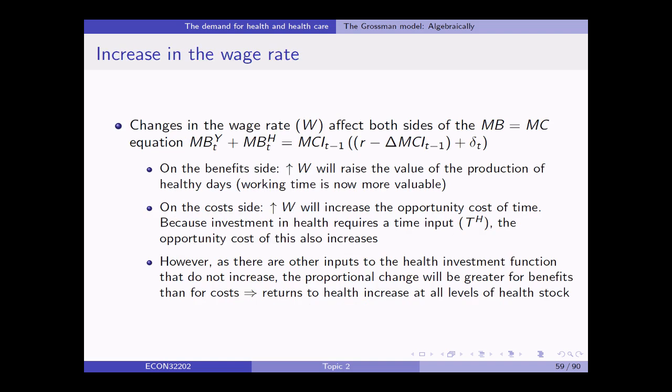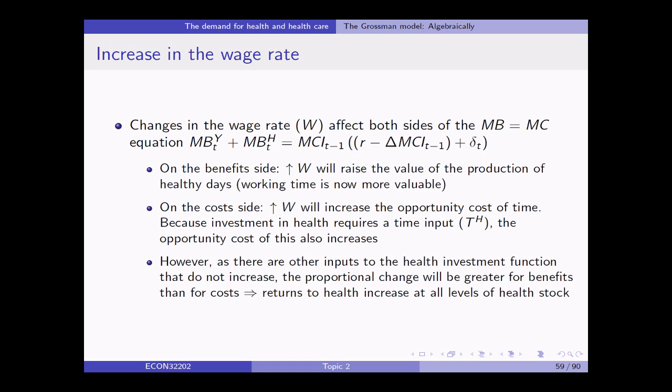Again, you can use it to look at income or wages and social or socioeconomic inequalities. So the change in the wage rate affects both the marginal benefits and the marginal cost. So we've got a little bit of a tricky situation that if you start and alter wages, you basically affect both marginal benefits and marginal costs. So on the benefit side, an increase in the wage rate is going to raise the value of production of healthy days because working time is more valuable. People want to be healthy so they can work more.